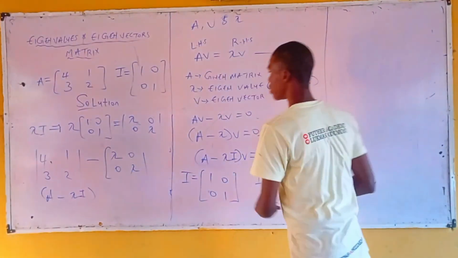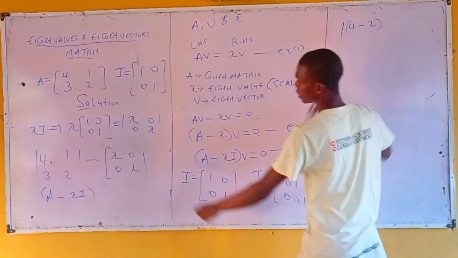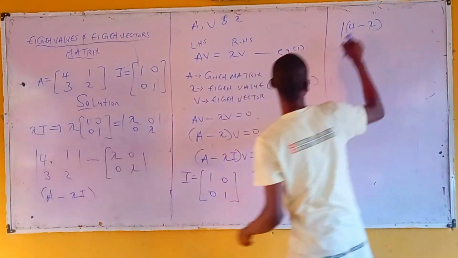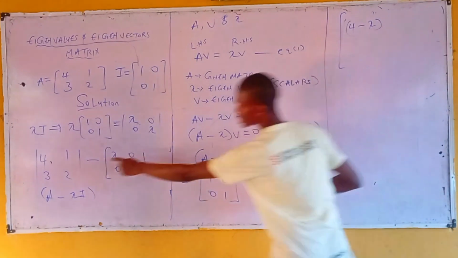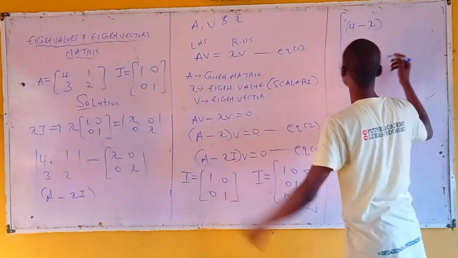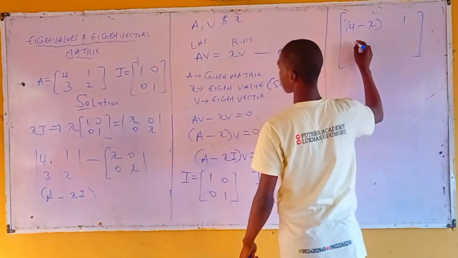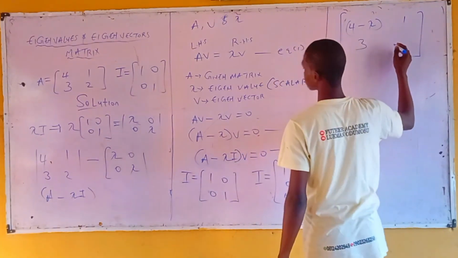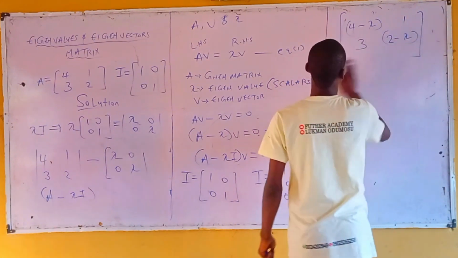What do we have? We then have 4 negative lambda, this minus this, becomes this, right? Yes. This minus this, what do you have? Please call the values for me. The next one is what? 3. The next one is what? 2 minus lambda. 2 minus lambda.